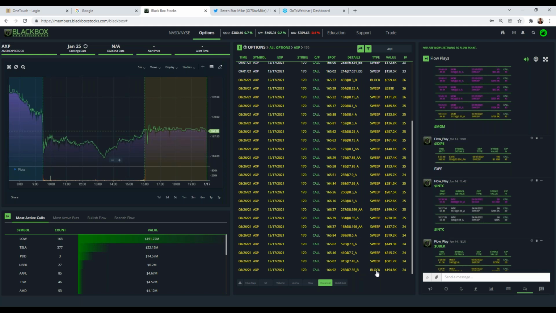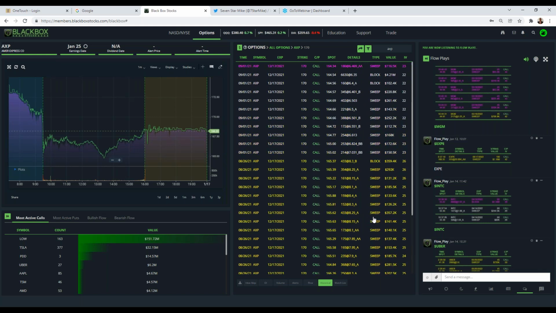Then all of a sudden they started hitting it with some sweeps. Ask, above ask, ask, above ask. Every dollar amount, 100,000, 200,000, 300,000, they just kept hitting it. Okay, so a lot of us followed that and got in, but you know what? This trade failed because look what happened just 5 days later.